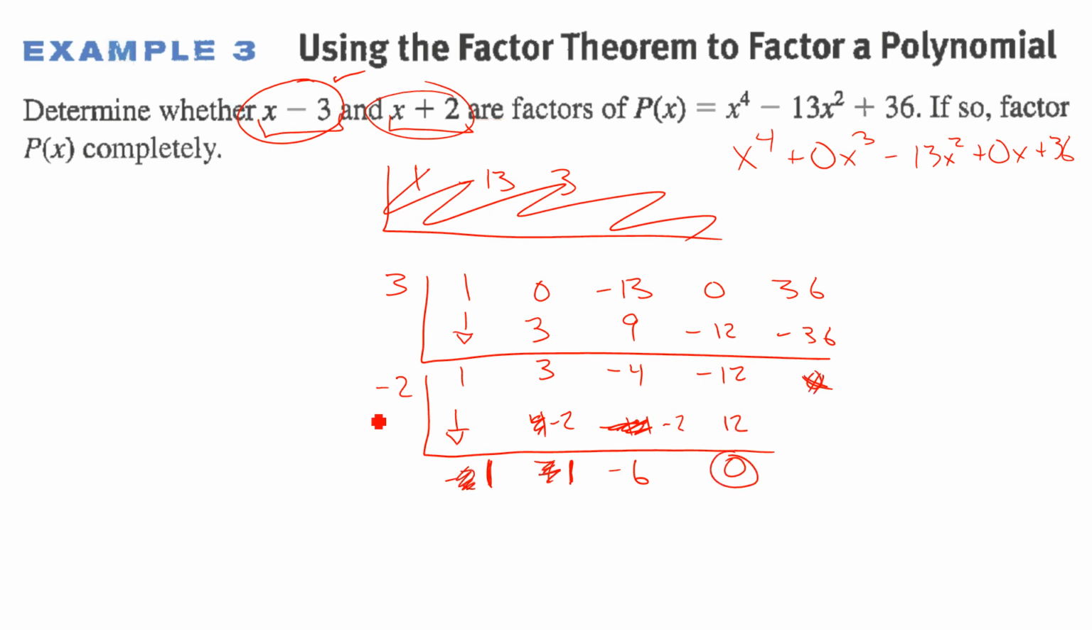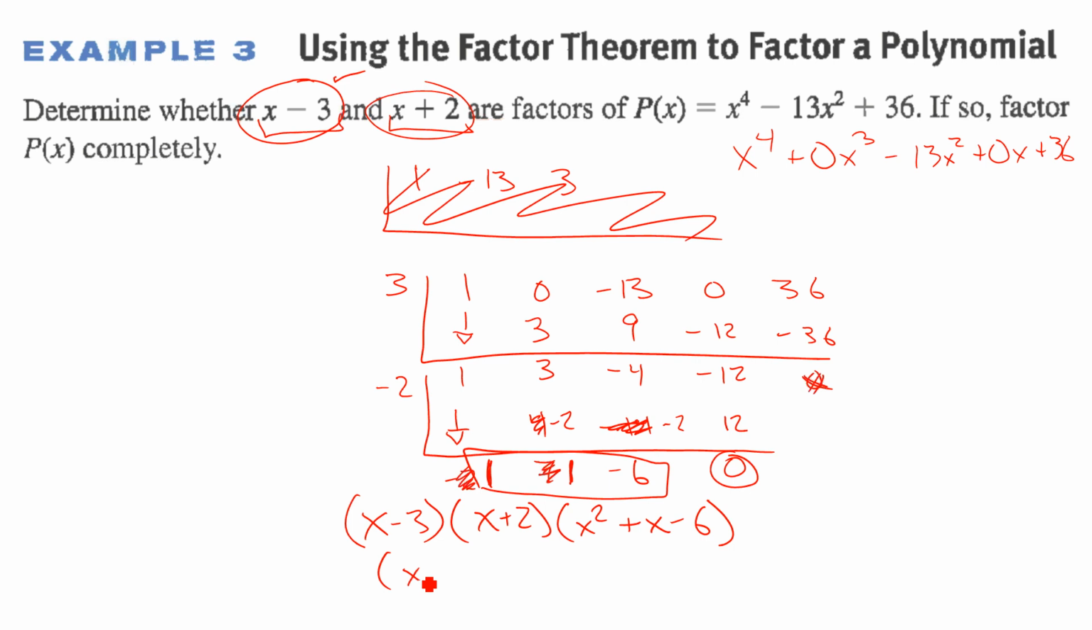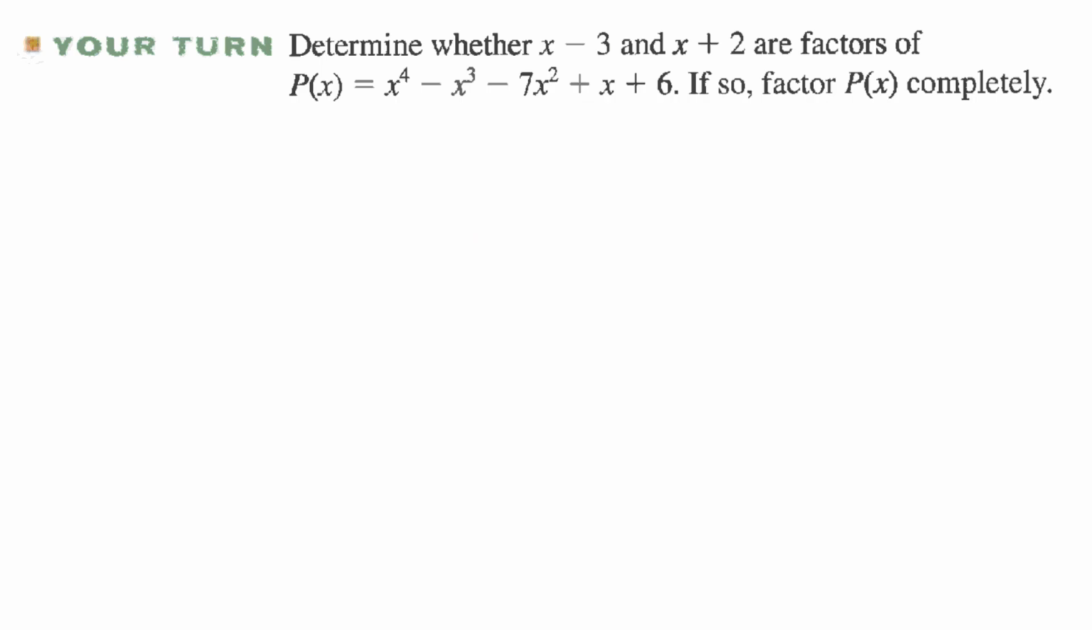All right, so what we ended up with is we've got x minus 3, we've got x plus 2, and then we have from here x squared plus x minus 6, which can be factored into x plus 3 and x minus 2. Your turn.